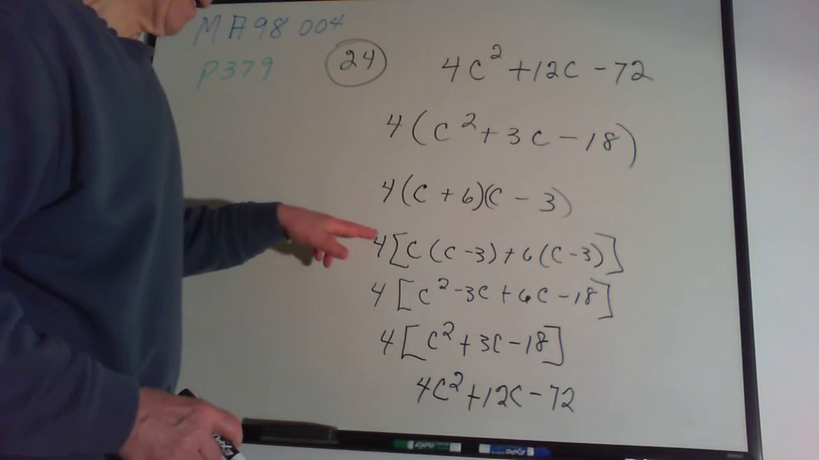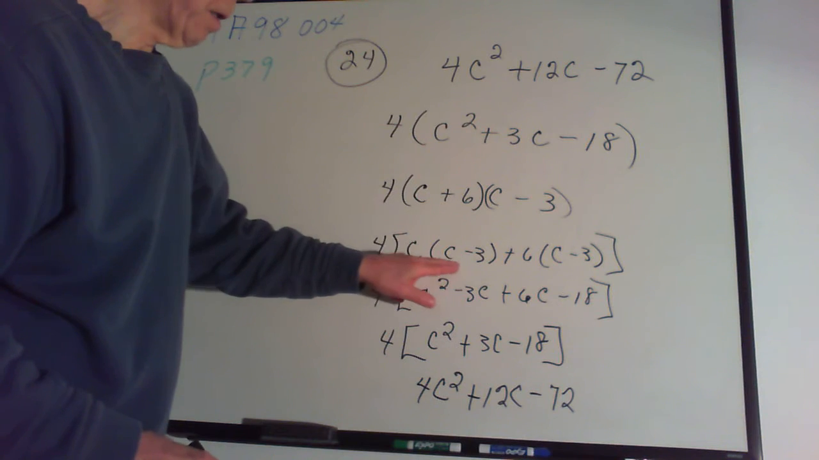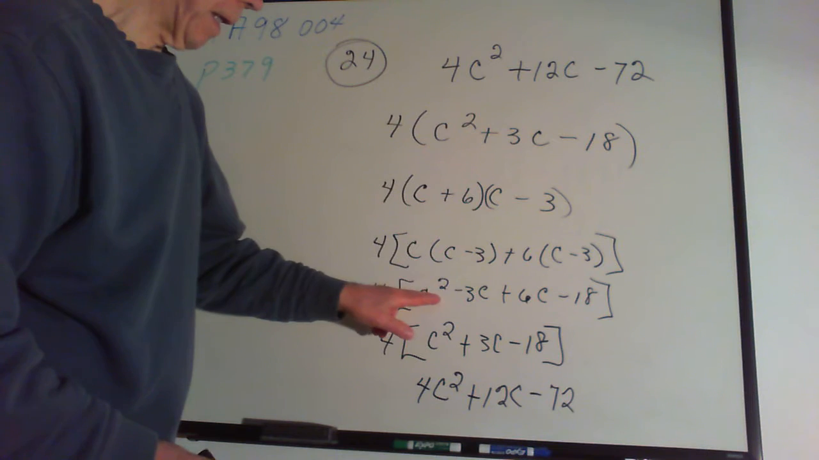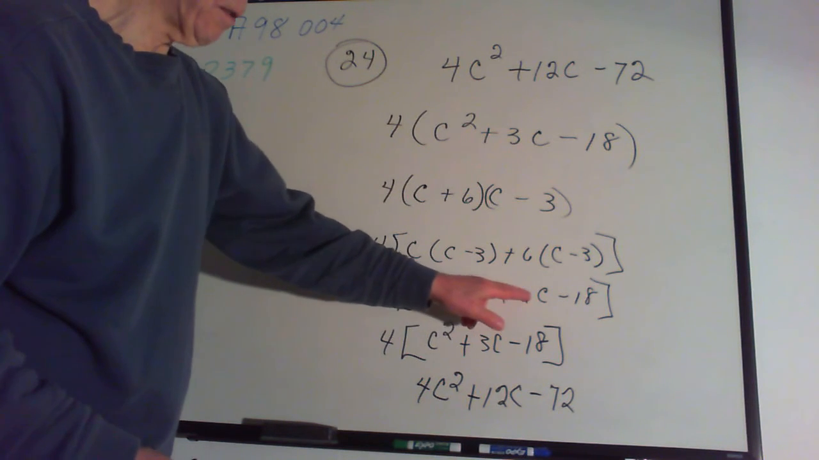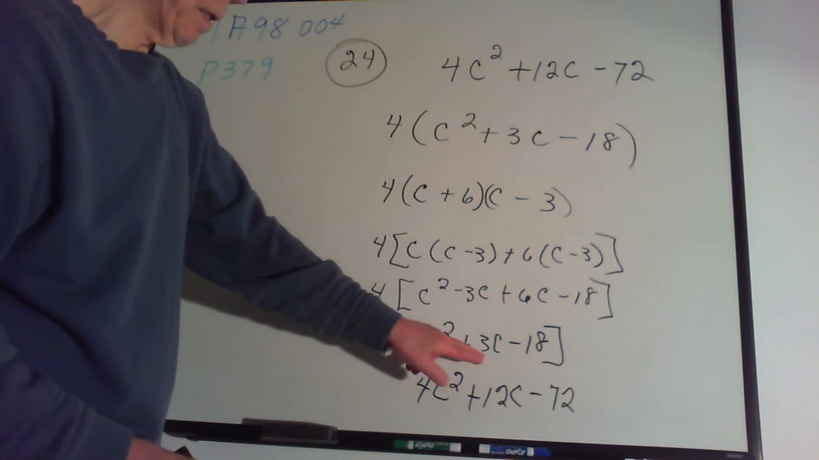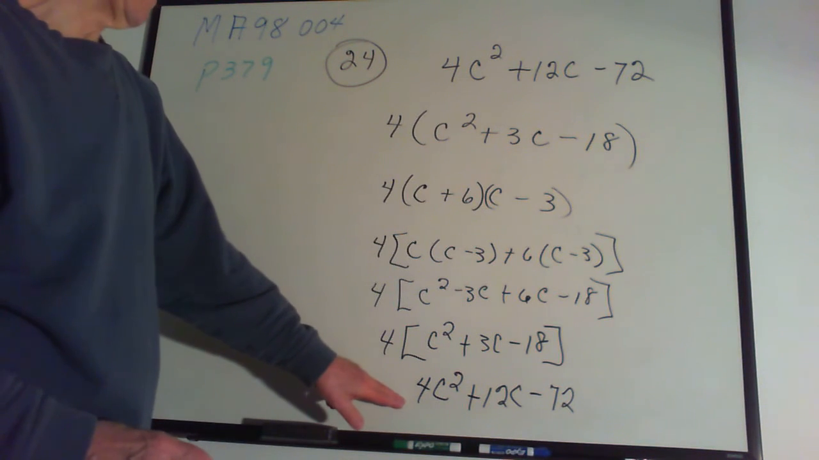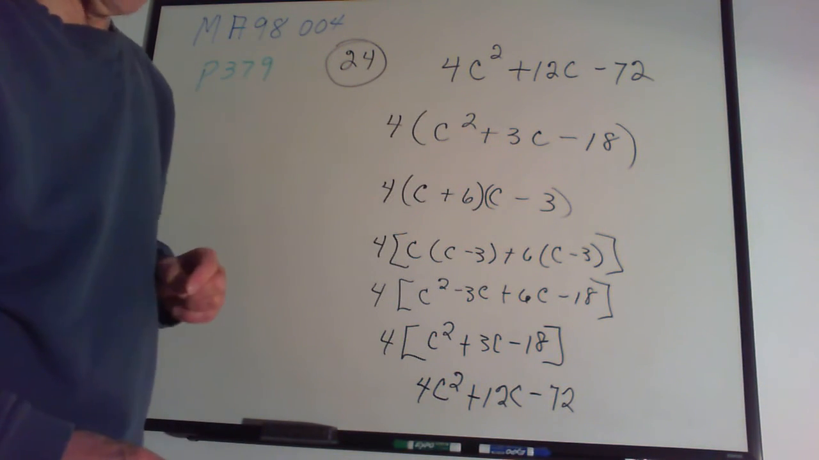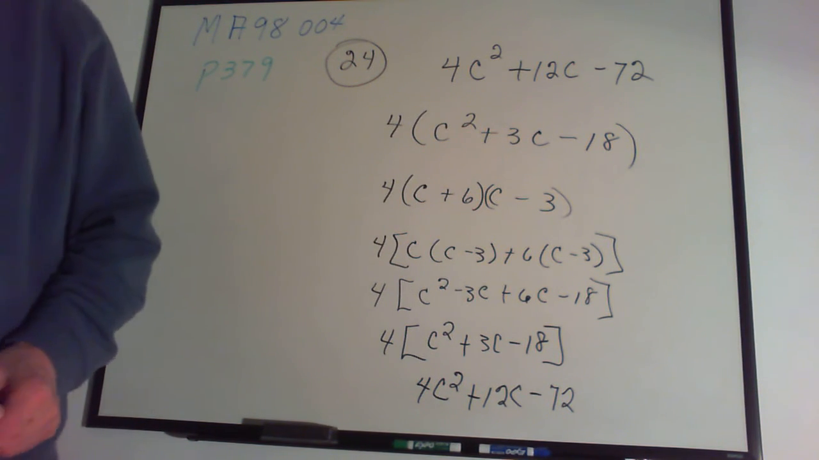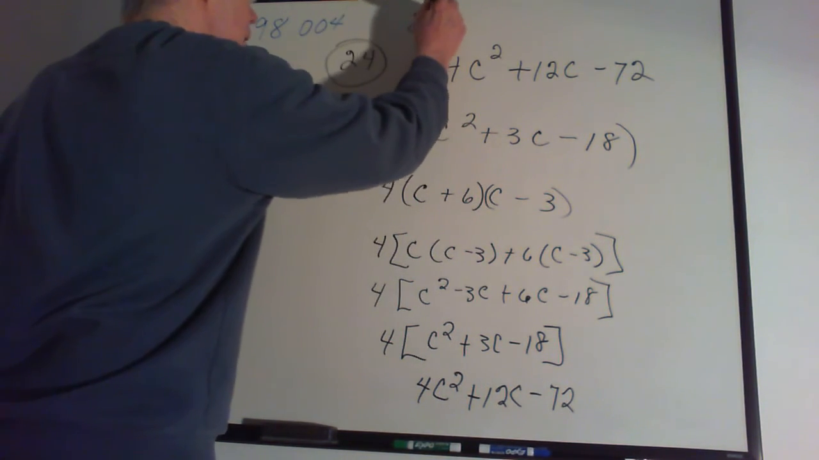All right, if I multiply it back out, remember this tells me here to multiply c minus 3 by c, and then c minus 3 by 6. Multiply them out, I get c squared minus 3c plus 6c minus 18. Combine these two, I get plus 3c. Multiply through by 4, I end up with what I started with, which means that this is correct. Try problem number 28.